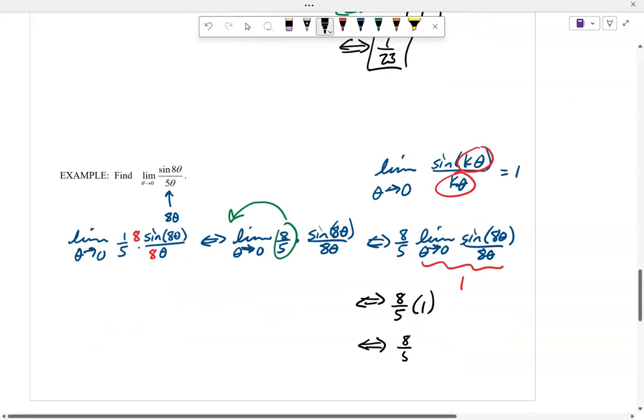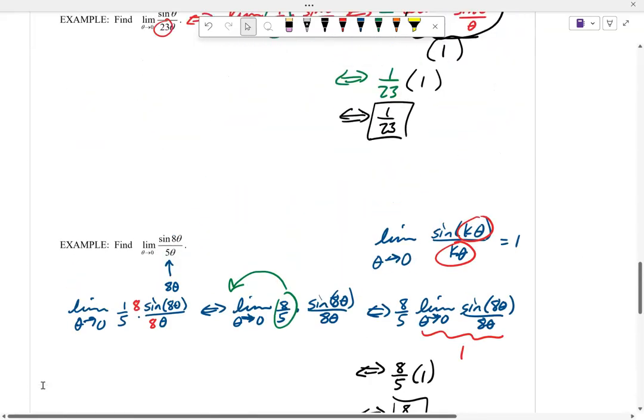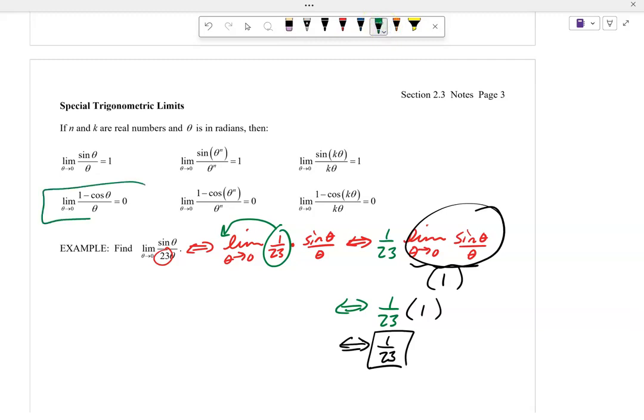And so our limit here is 8/5. All right, I'm looking at this next one. I'm like, okay, that's not any like sine theta over theta or sine k theta over k theta, right? I've got a 1 minus cosine over. So let me go back up here and let's look at which one of these can be useful. Let me erase that one for a minute. And I'm thinking to myself, all right, let me use this or this, right?